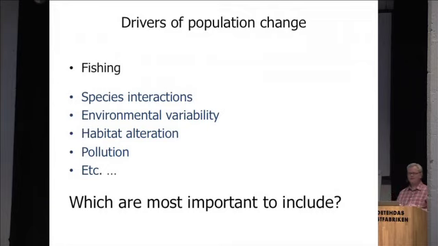So when we're thinking about drivers of population change, we often, of course, include fishing as one of those pressures. But there's also a whole lot of other pressures or drivers that we can be looking at, such as species interactions, environmental variability, habitat alteration, et cetera, et cetera. But which of these are the most important to include? Because trying to include everything in a single stock assessment can become very challenging.